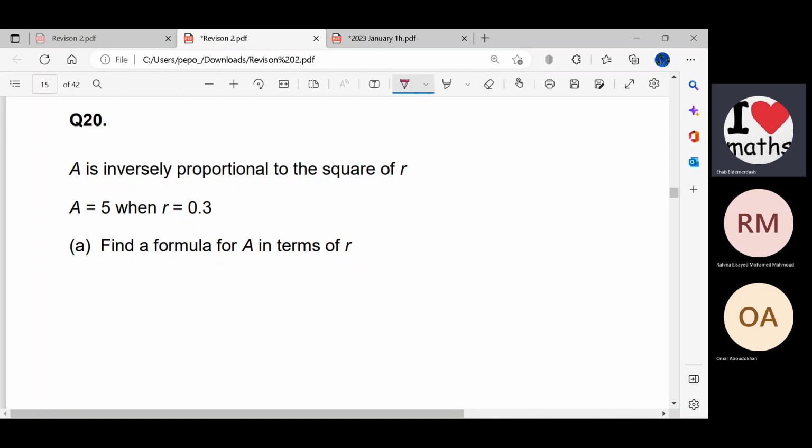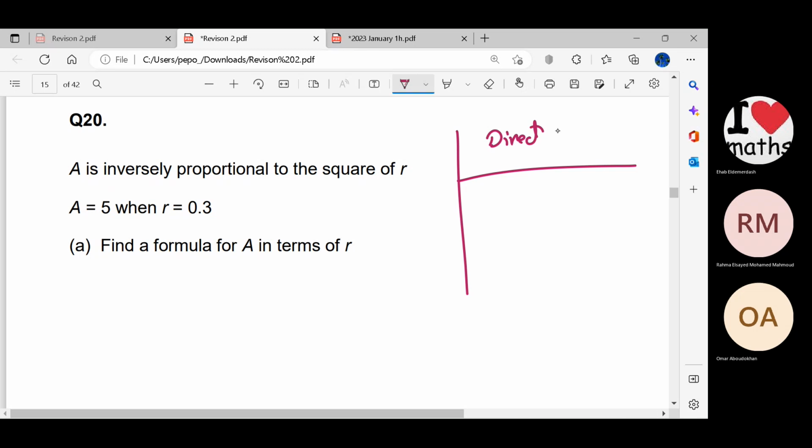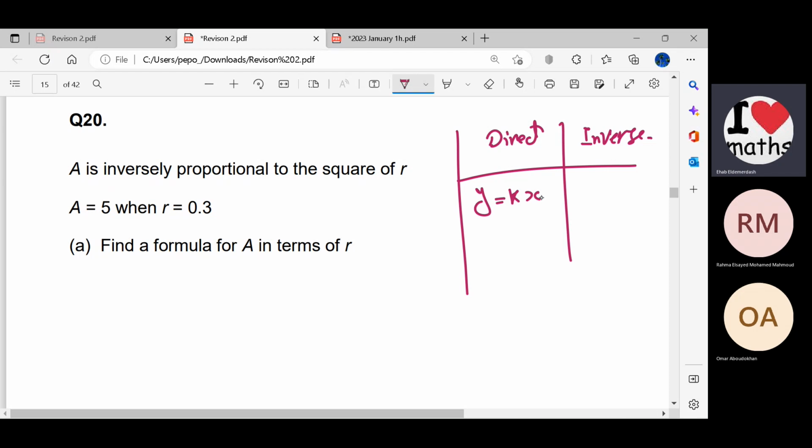The next question: A is inversely proportional. Do you remember inverse proportion? We have two rules, direct and inverse. For the direct, what's the story? If I have y equals kx, or y over x equals a constant, the same.